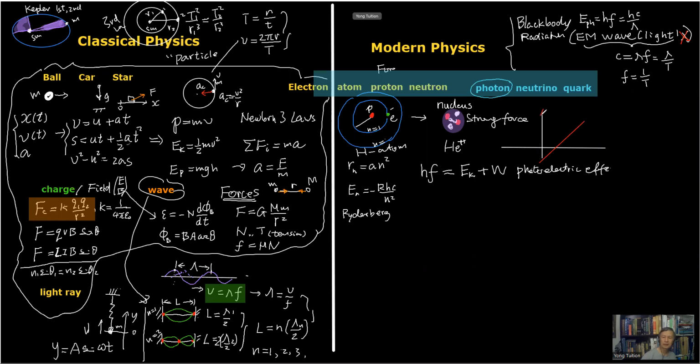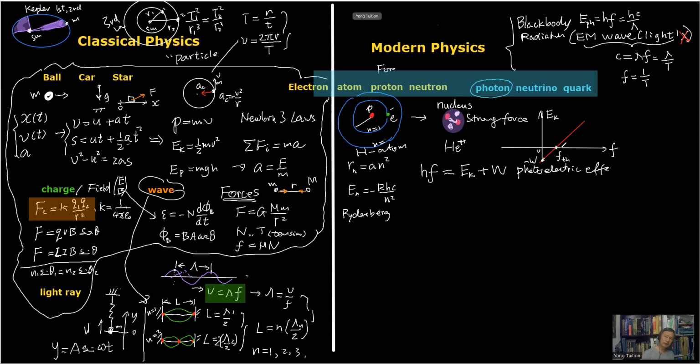So basically, this vertical axis represents the electron kinetic energy, and this x-axis represents the frequency. This is the threshold frequency, or you can call it the cutoff frequency. That's the minimum. And this is the negative work function. You see, this y-intercept is the negative work function.